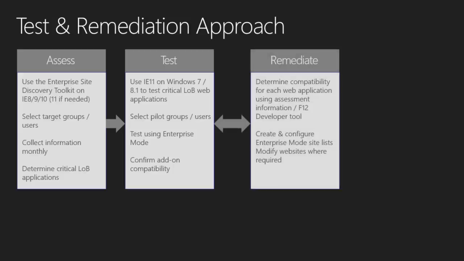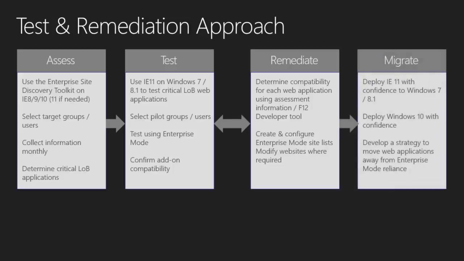Now for the remediation, we can use the F12 developer tool to do additional assessment. So if we do need to do any remediation, we can try to figure out what's going on. We can then create and configure the enterprise mode site list, and then modify the websites as needed. In a perfect world, you really don't want to have to modify websites, especially if you're not an HTML or website designer, website coder, for example. But if someone's running something really old, there may be scenarios where you do have to do some minor tweaks.